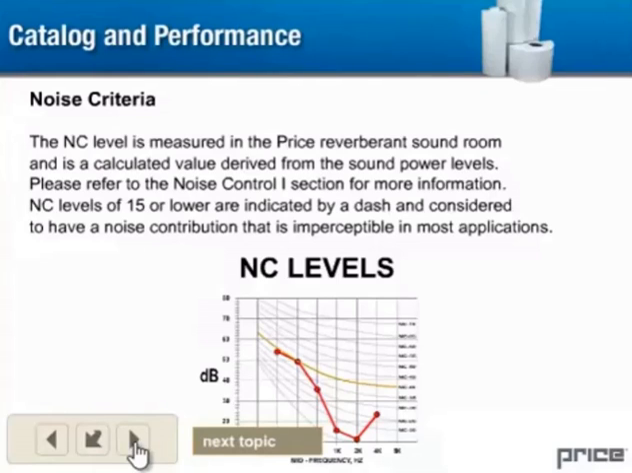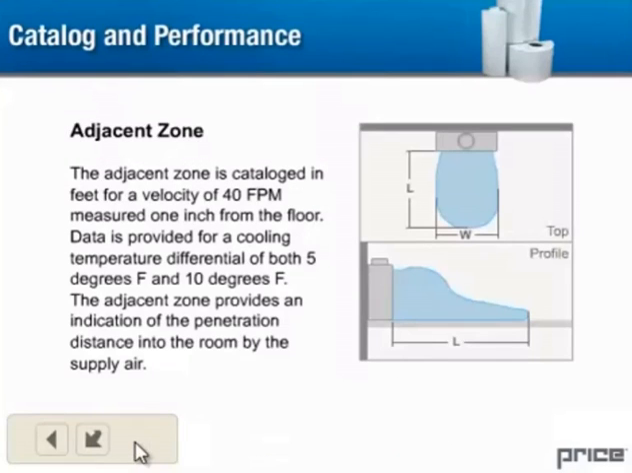NC levels of 15 or lower are indicated by a dash and considered to have a noise contribution that is imperceptible in most applications. The adjacent zone is catalogued in feet for a velocity of 40 feet per minute, measured 1 inch from the floor. Data is provided for a cooling temperature differential of both 5 degrees Fahrenheit and 10 degrees Fahrenheit. The adjacent zone provides an indication of the penetration distance into the room by the supply air.